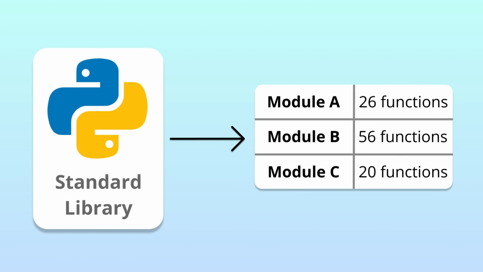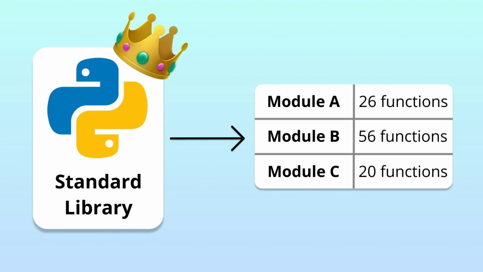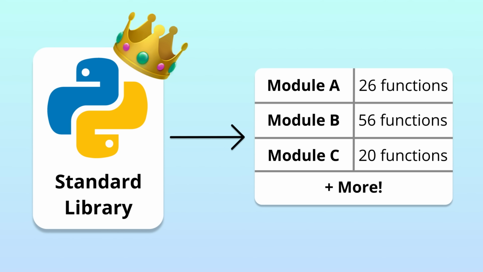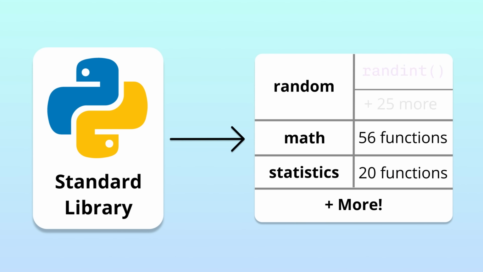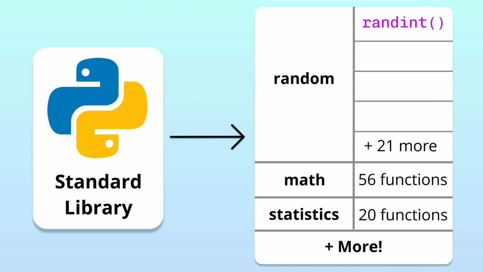For example, consider the standard library, one of the most important libraries in Python. The library is divided into more than 200 modules, including classics like the random, math, and statistics modules. In turn, each of these modules holds many functions. For example, the random module contains the randint function, which picks a random integer between two numbers. And randint is just one of the random module's many functions. There's also choice, which picks a random item from a list, and so on.